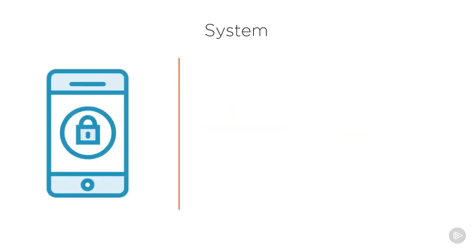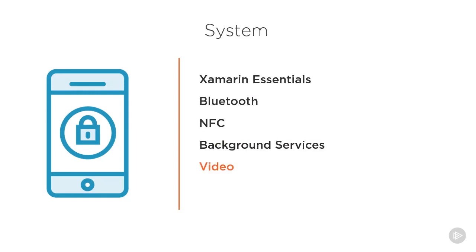We can create libraries to expose the functionality of the system as well. Most of the system functionality is provided via Xamarin Essentials. We can expose functionality not provided in Xamarin Essentials through system libraries. Other functionality that might need to be shared could be Bluetooth, near-field communication, background services, video, and more. In the next section, we will discuss structuring the solution for testability.